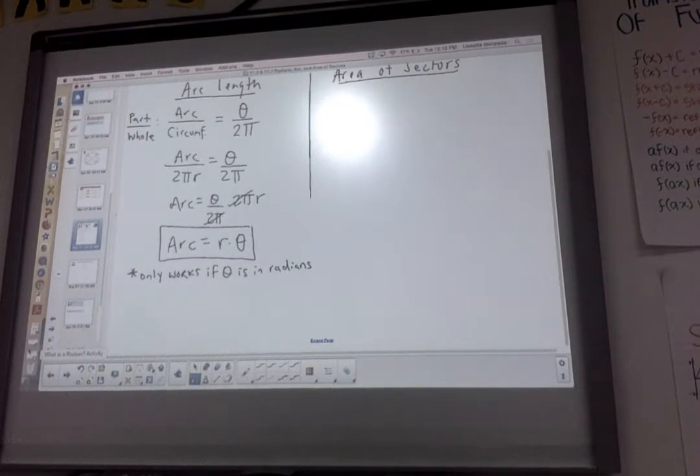degrees is to 360 as the arc is to the circumference, 2 pi, whatever the r is. This means proportions. And then you solve for arc. So instead of putting 2 pi here, you would put 360. Easy. It's still a proportion.